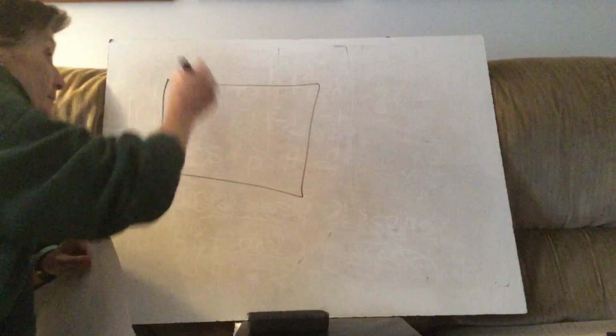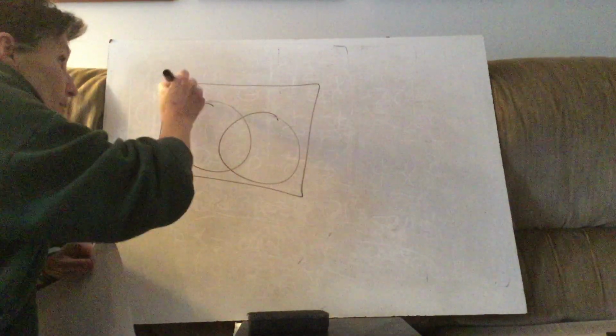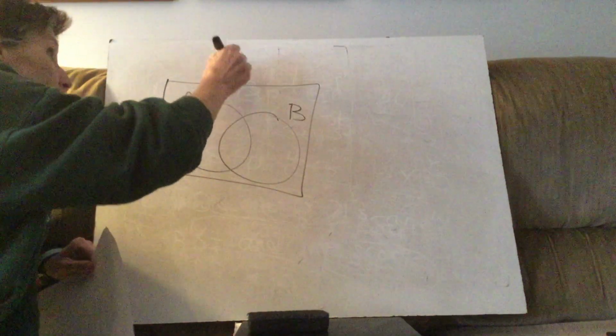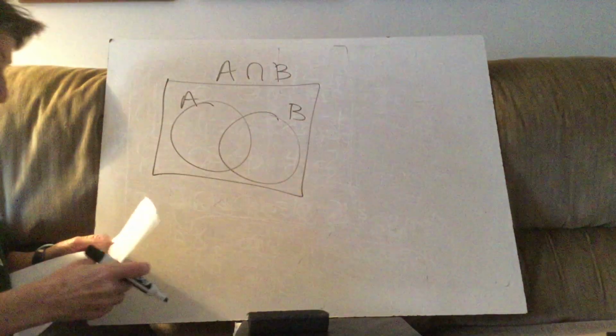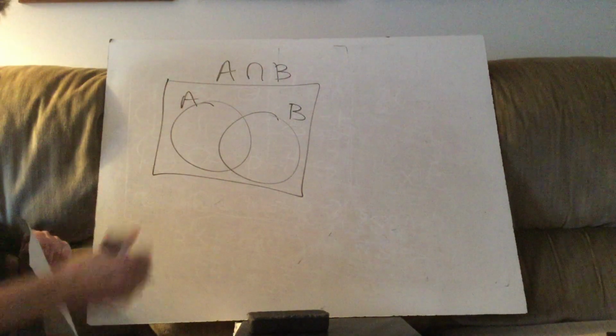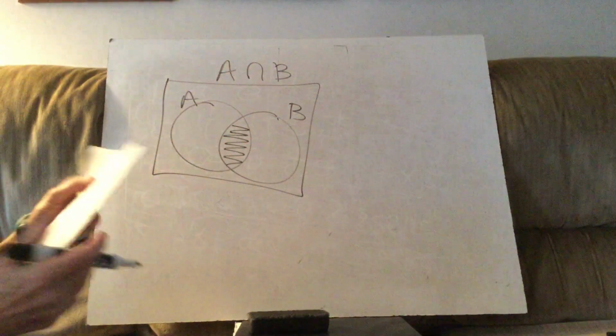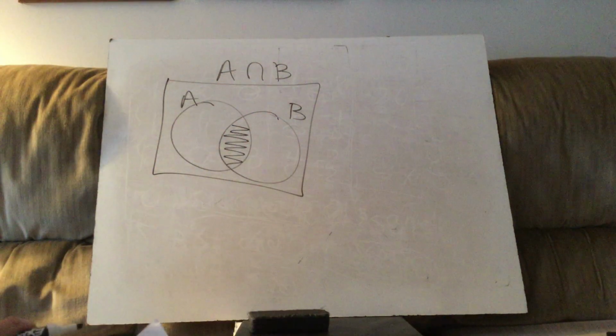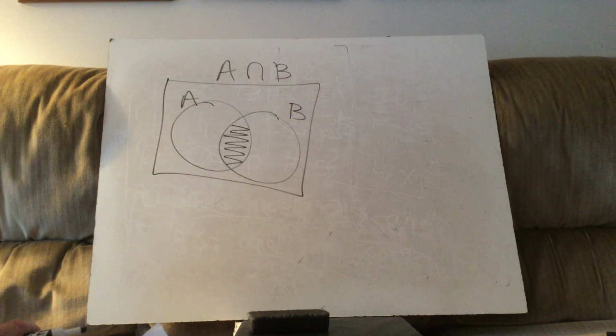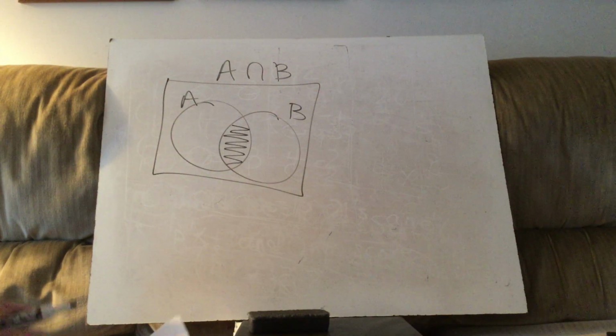Okay, these are the solutions to spring break checkup number 1. So the first problem says shade A intersect B. We're going to shade A intersect B, which that symbol means the overlap. So that's just the football. That's pretty easy. We're just shading the football.